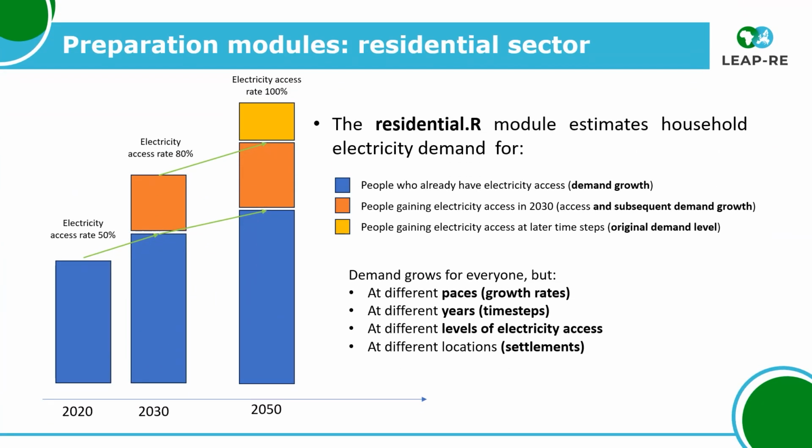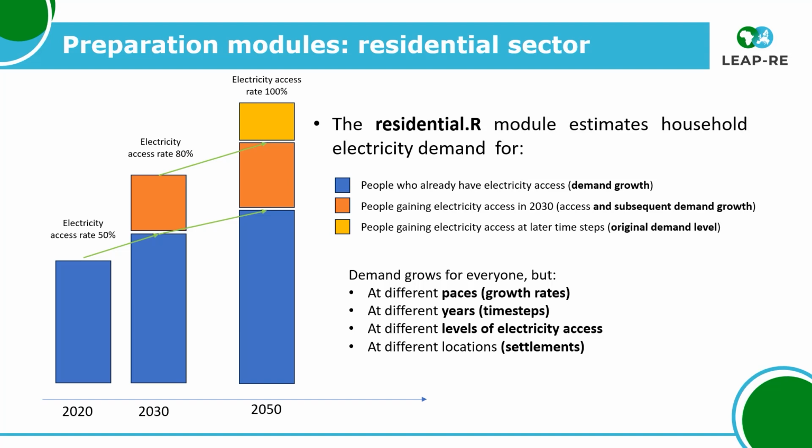Then, moving to the actual demand estimation model. For the residential sector, we have the residential.R module, where, as you can see from this chart, depending on the locally estimated electricity access rate, we estimate the demand and its growth over time for different groups of people. So starting from people who already have electricity access today in the calibration year, where demand is only coming from people with electricity access, here's 2020.